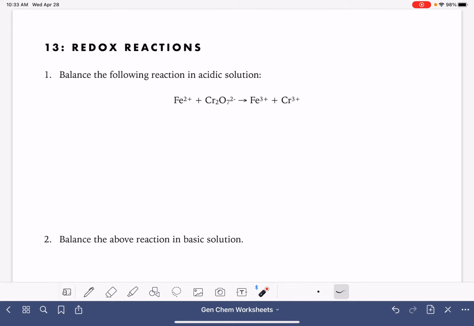On this worksheet, we are going to practice balancing redox reactions. I've got 3 examples, and each one we're going to balance in acidic solution and also in basic solution. Step 1 is to divide our reaction into half reactions.